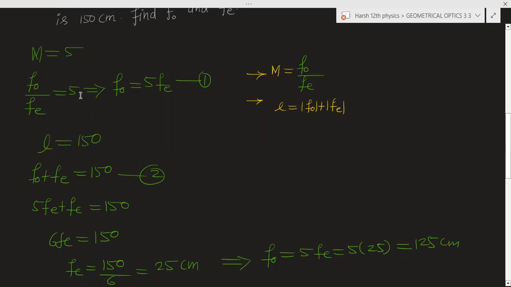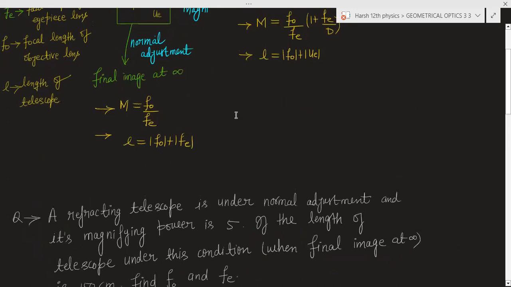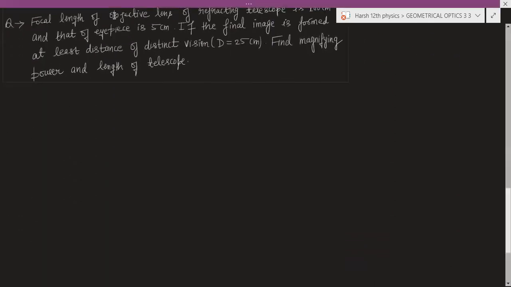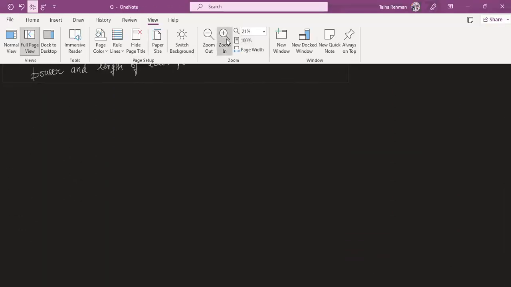So basically, in this way you have to solve the questions. Now another question I am taking. We can take one more question.